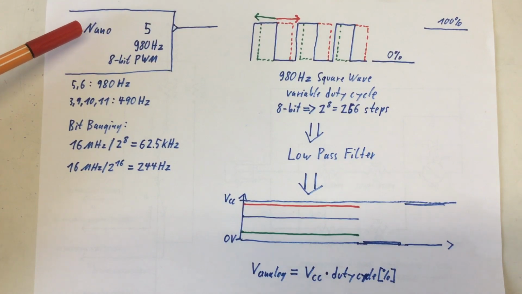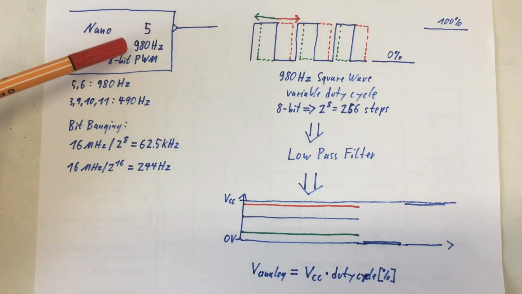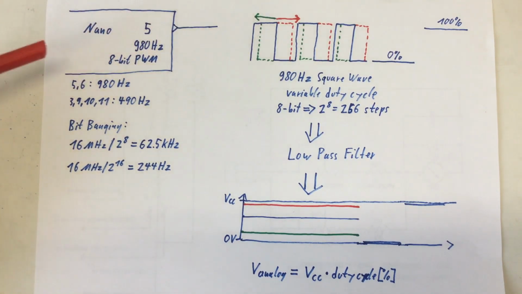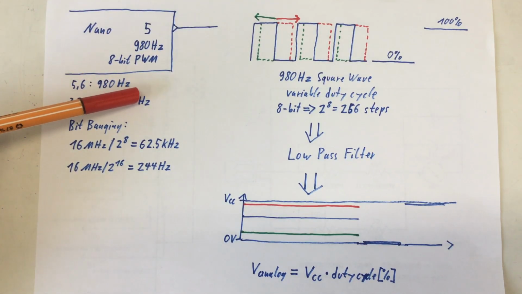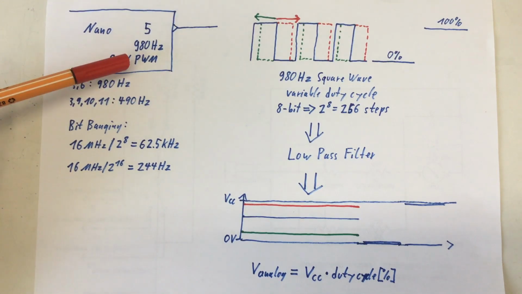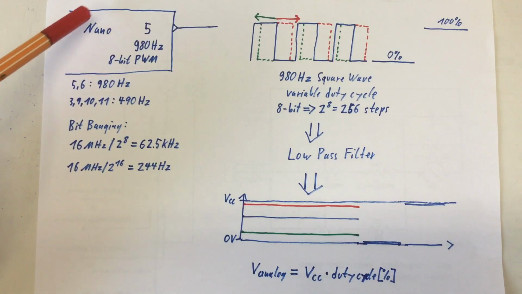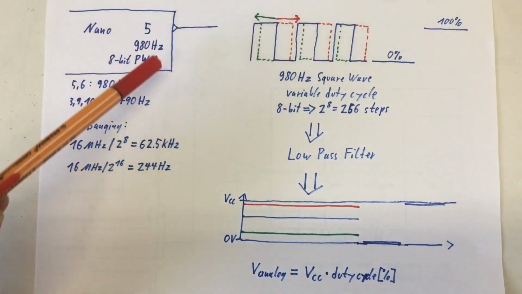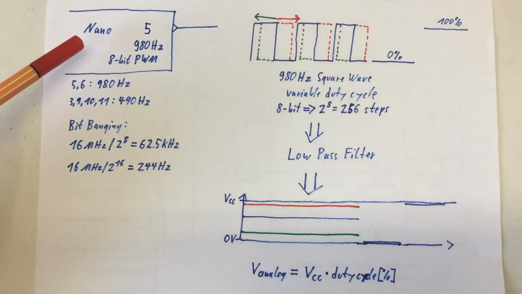So the Nano on the breadboard was generating on pin 5 a 980 Hz PWM signal with an 8-bit resolution. It can do the same on pin 6. On pins 3, 9, 10 and 11 it generates only a 490 Hz PWM signal, also 8-bit resolution. That's basically something set by the Arduino base software.